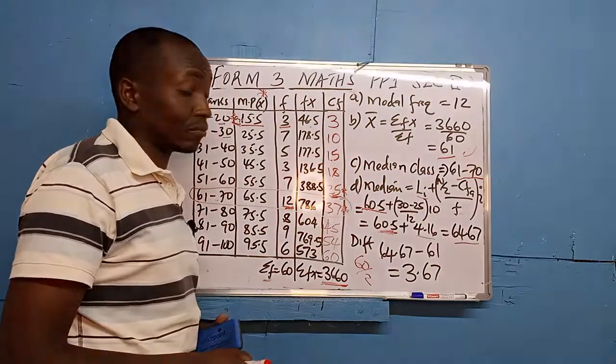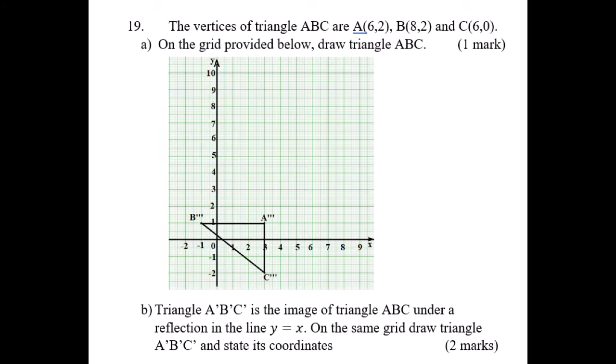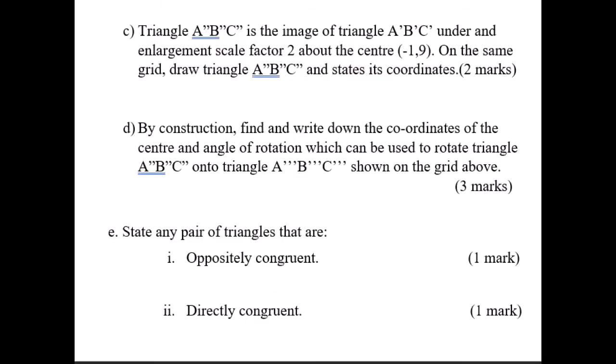Question number 18. Question 19, it's a question on transformation. You're given the third image, the triangle B triple prime, A triple prime, C triple prime, given there. It's the third image. And you're given the original object was having a coordinate A (6,2), B is (8,2), and C is (6,0). Then you're supposed to draw that triangle. Then you draw the first image of the first triangle through a reflection along the line y equals x, and of course state the coordinates.